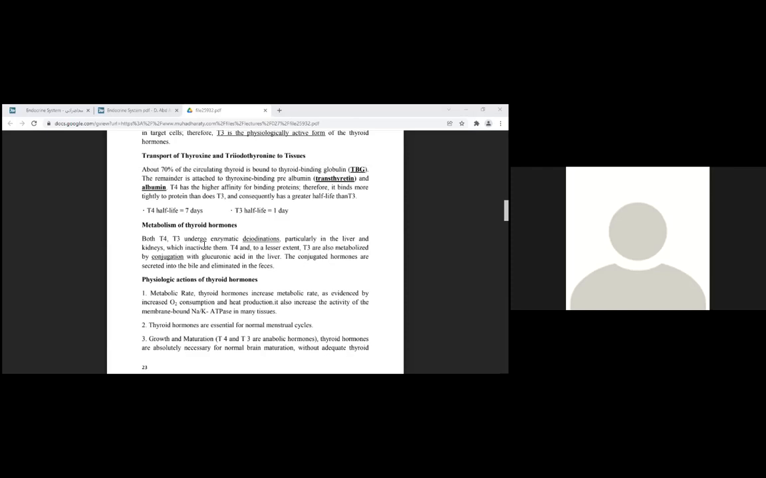Both T3 and T4 undergo enzymatic deamination, particularly in the liver and the kidney, which inactivate them. T4 and T3 usually have a conjugation. When under conjugation by glucuronic acid inside the liver, they are excreted by the GIT in the feces.